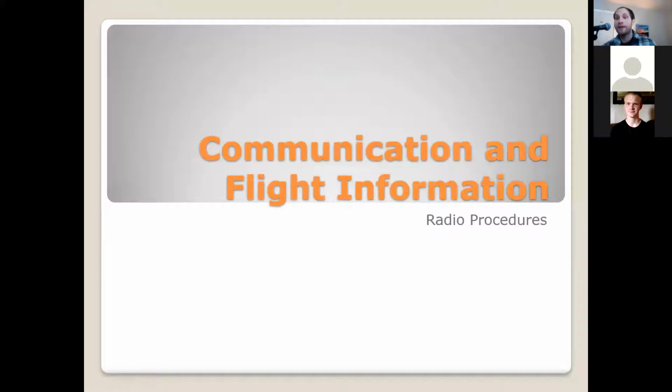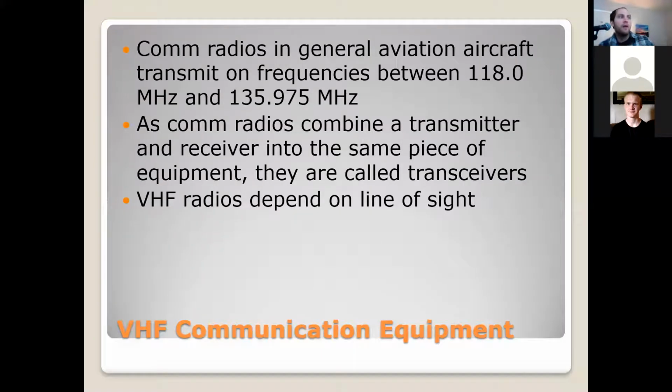Communication and flight information. Radio procedures. This is chapter 5. It's telling us that the communication radios for general aviation aircraft transmit on frequencies 118 to 135.97. What does that mean? It means basically 118 to 136. So those are VHF, very high frequencies. This is for our communications radio.